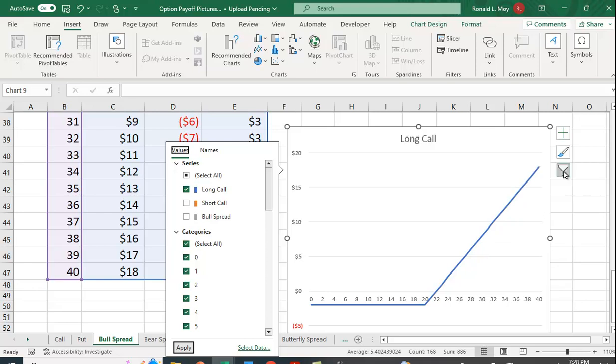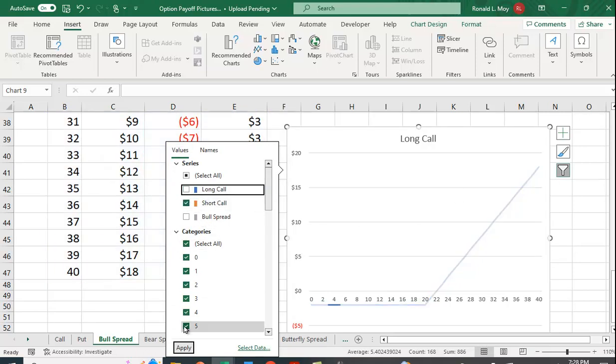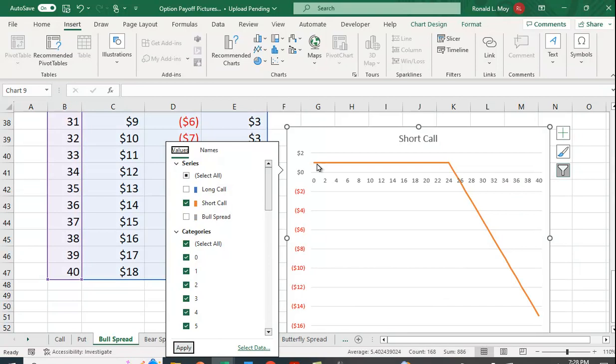Let's look at the short call only. Here your payoff picture looks like this. You start out making $1. Remember, you sold somebody the right to be able to buy at 24. As long as the price is below 24, they won't use the option, and you make your $1. For every dollar it goes above 24, you lose $1.